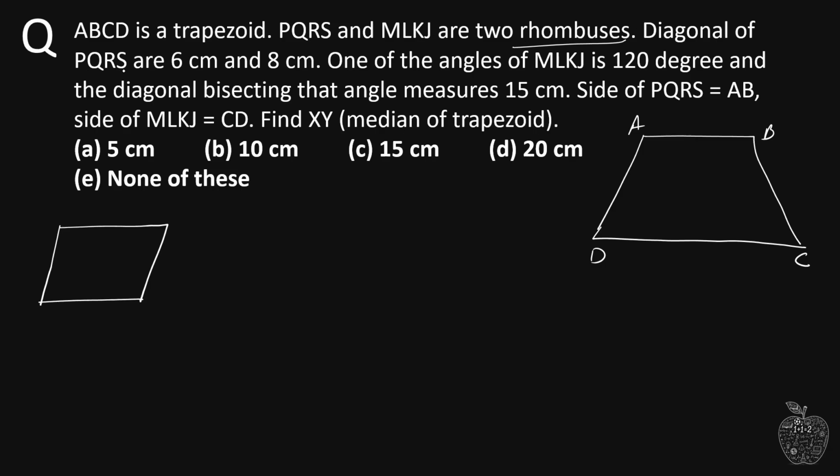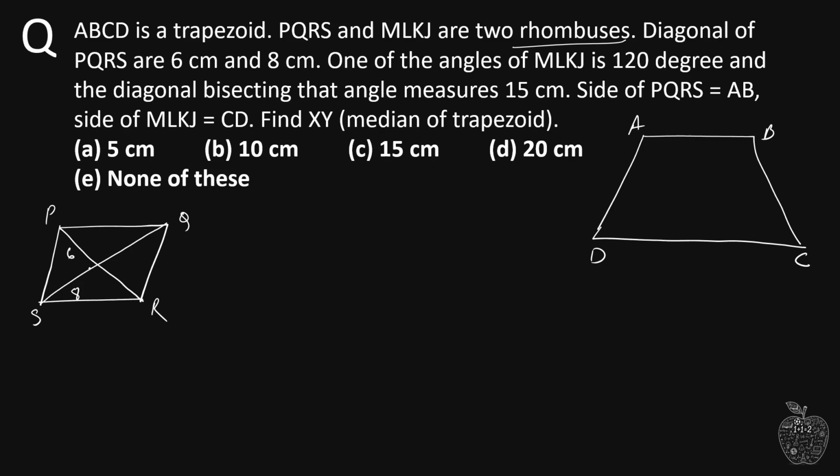Diagonals of PQRS are 6 cm and 8 cm. So this is a rhombus. It is named as PQRS, and these are the diagonals, and the lengths of the diagonals are 6 cm and 8 cm. So this is 6 cm and this is 8 cm.